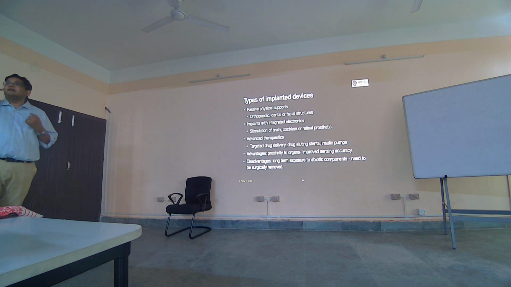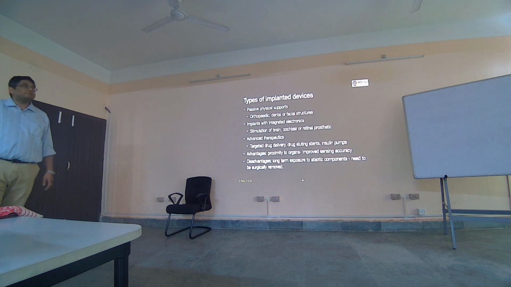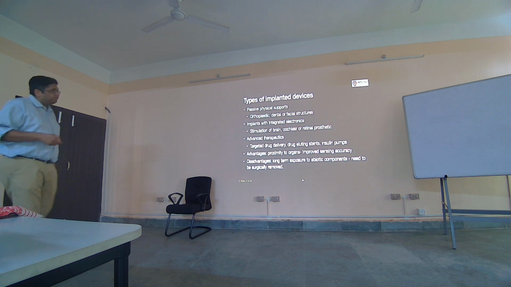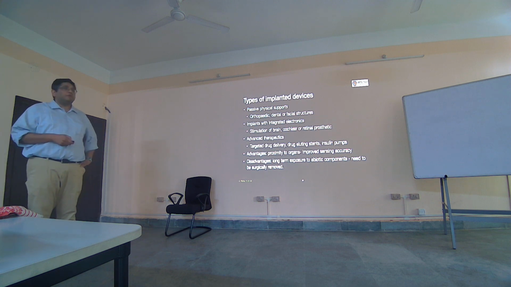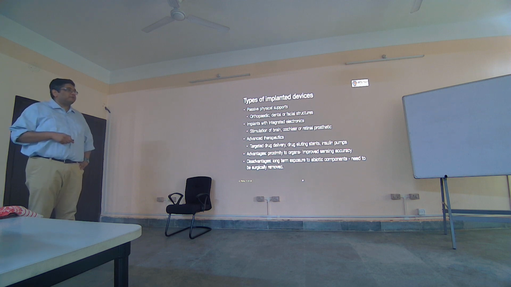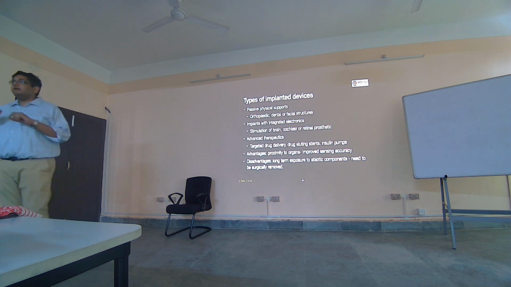Simple things like a root canal, or when you put in a new tooth, that's an implant, right? Or if you have people who have orthopedic implants put in, that's an implant. What we're talking about is implants with integrated electronics. Again, that we've had: cochlear implants, retinal implants, prosthetic implants. And finally, we're talking about therapeutics, where we want to have targeted drug delivery, right?